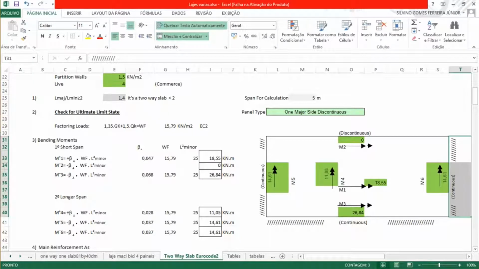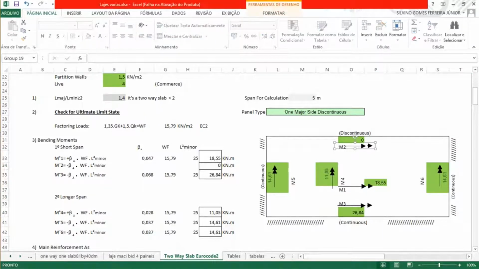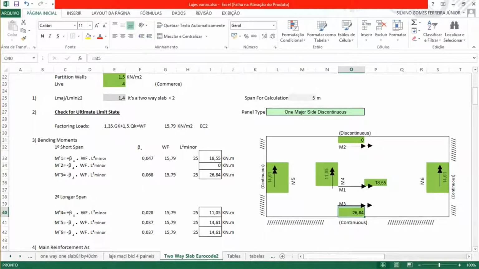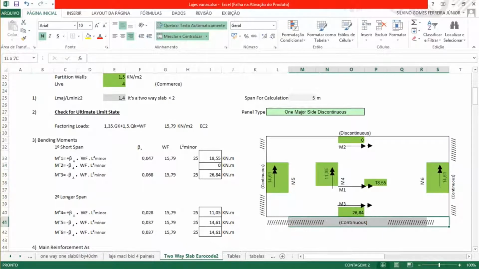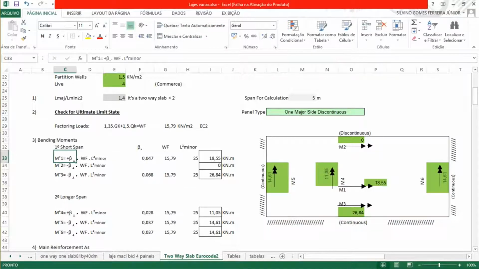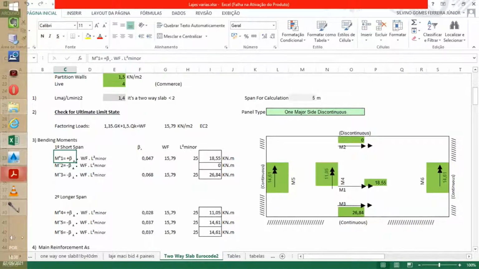So we have M1, M2, M3, and then in the longer span we have M4, M5, and M6 on the slab that will be perpendicular to the longer side of the slab. Okay, for M1, it's in the middle span. It will be on the shorter side. We have to find the British table.